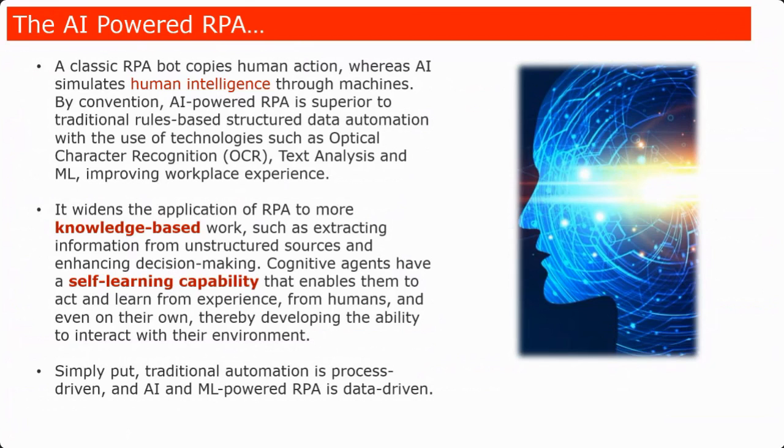A classic RPA bot can copy human action. It can copy and paste data from a website to your Excel sheet like we do. It can fill forms. It can chat with somebody, given structured data. But if you put AI through the machine, or you can say AI-powered RPA, it can work with other technologies like OCR, text analysis, and ML, and improve the workplace experience.